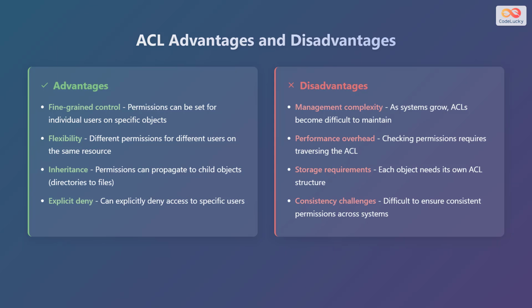Now let's discuss some of the disadvantages. Management complexity, where as systems grow, access control lists become difficult to maintain. Performance overhead, where checking permissions requires traversing the access control list. Storage requirements, since each object needs its own access control list structure. Consistency challenges, since it is difficult to ensure consistent permissions across systems.